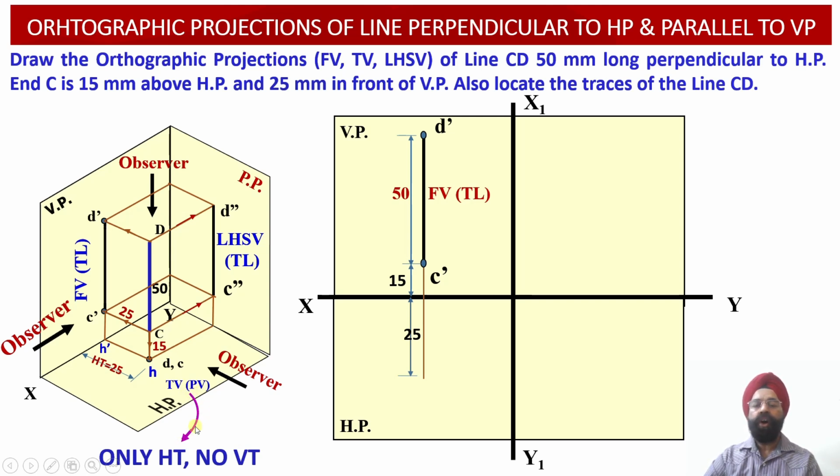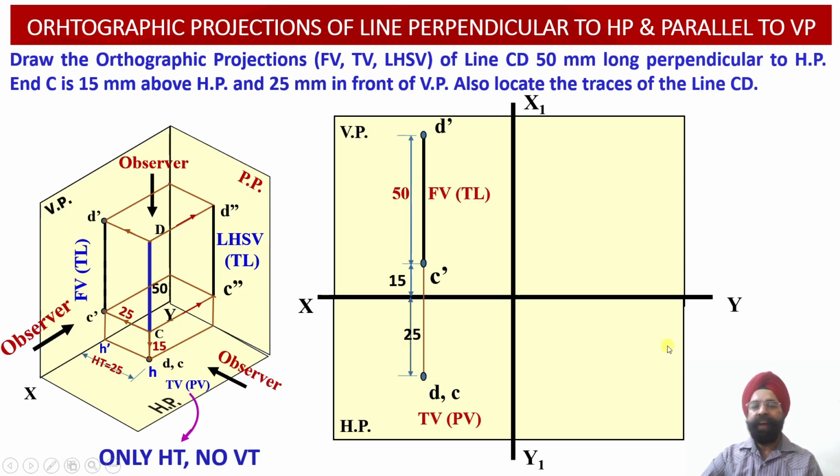So the moment we rotate this horizontal plane in the clockwise direction, we will be obtaining this point D and C 25 millimeter below the XY reference line in the first quadrant. So we mark this distance 25 millimeter, and over here the point view top view projection of this particular line DC will be obtained onto the horizontal plane. Now we have obtained the front view projections. We have also obtained the top view projections of this line.